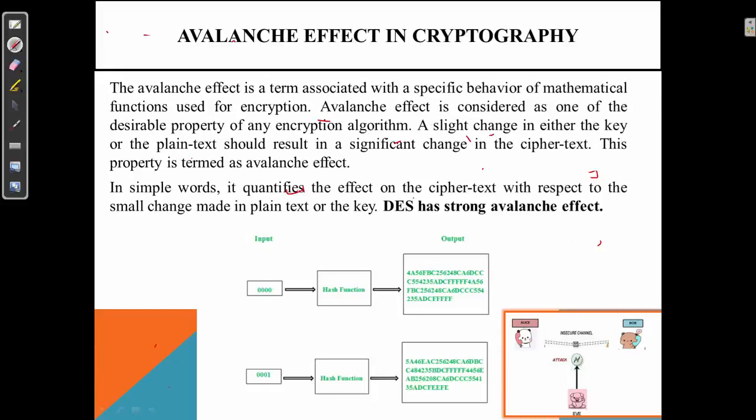So it means that if we make a slight change in the key, it's going to make a huge impact on the ciphertext. So DES has a strong avalanche effect. Like input is 0000, this is the function, output is this. But now when we make a slight change in the key, like now input is 0001, there will be a huge change in the output. This is called avalanche effect.